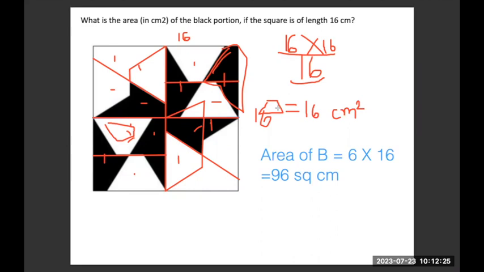Then, in order to find the area of the black part, I see how many parts there are in the black. There are 6 parts. So I multiplied 16 by 6 and I got 96 square centimeters. Is that clear? Any doubt? Anybody have any questions? All right, we'll move to the next one then.